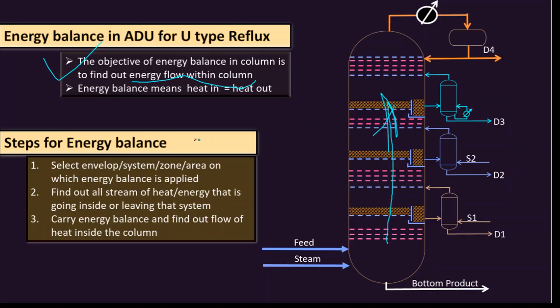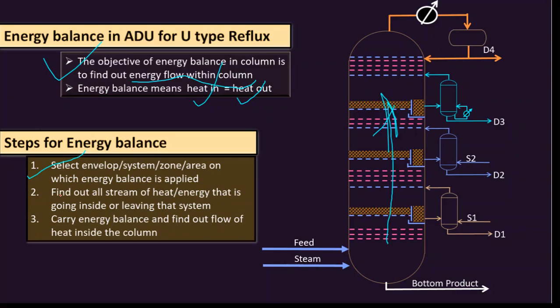How to do the energy balance? There is a very basic concept in the energy balance, that is conservation of energy: heat in is equal to heat out. We will develop the mathematical expressions for doing these energy balances. So these are the steps. The first step is to select the envelope, or the system, or the zone, or the area, anything to which you have to apply the energy balance.